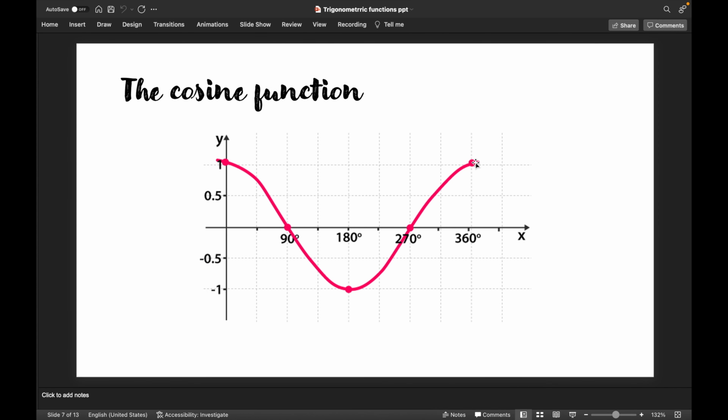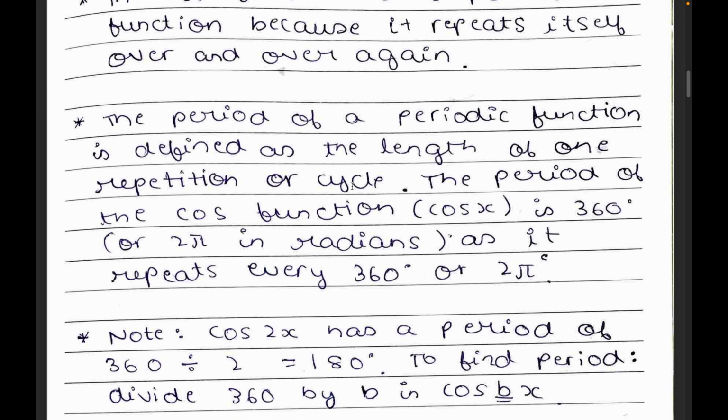So if you continue to draw this, you're going to have the same exact graph over here too, starting with 360 and ending at 720. Okay, the period of a periodic function is defined as the length of one repetition or cycle. We've already gone over it, so I'm just going to skip this part.